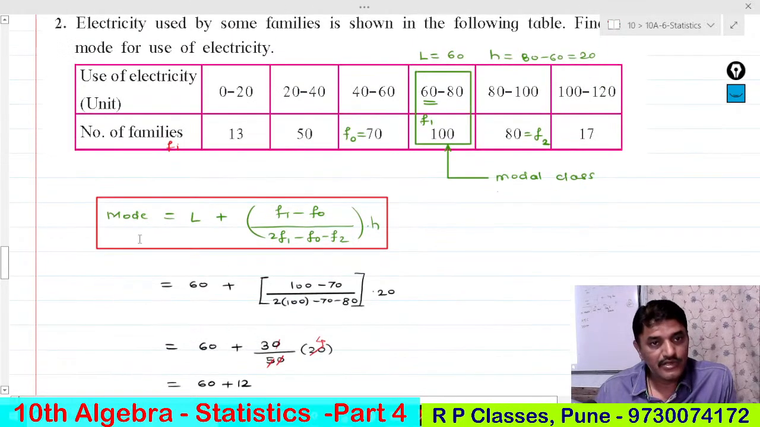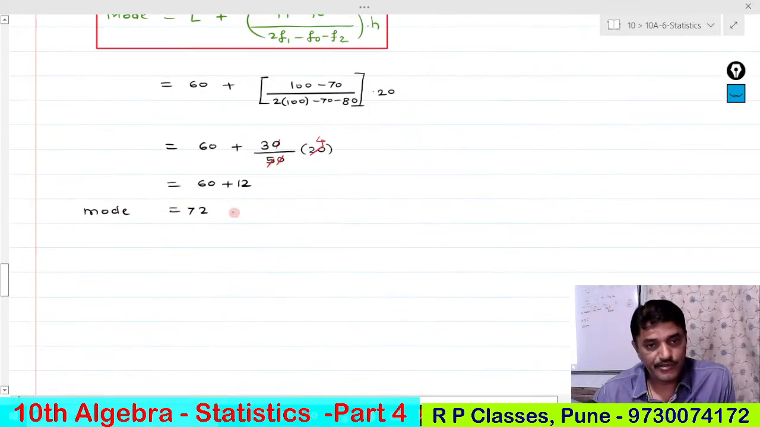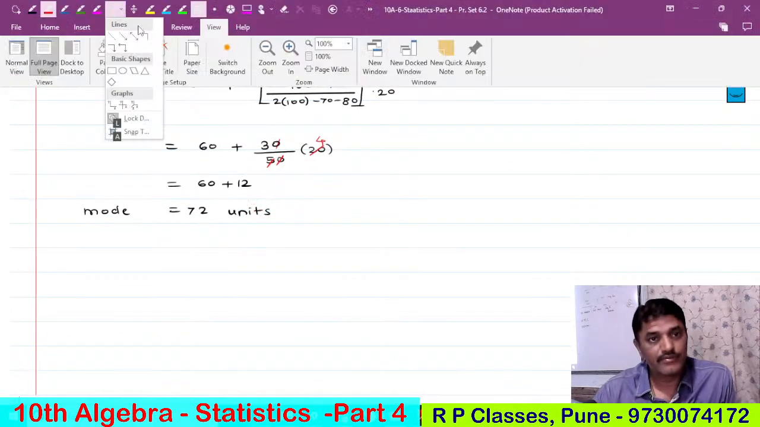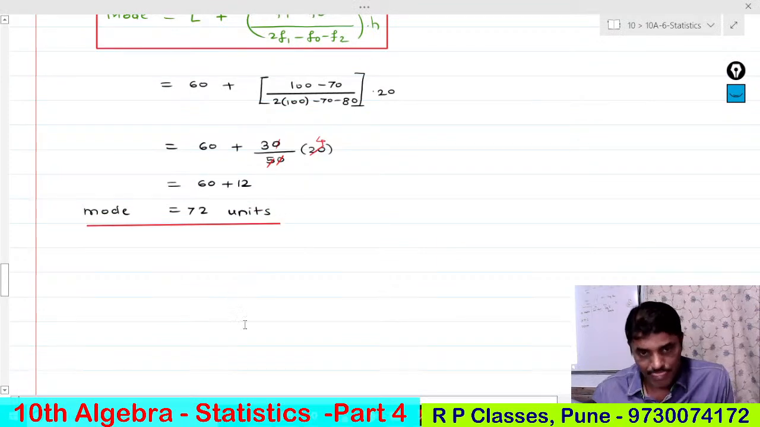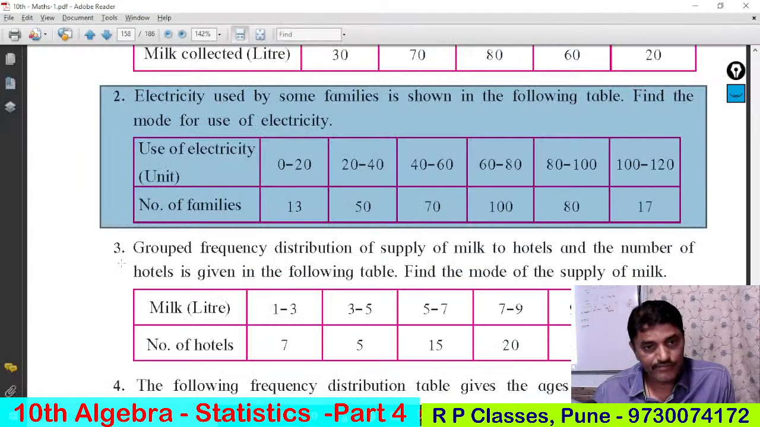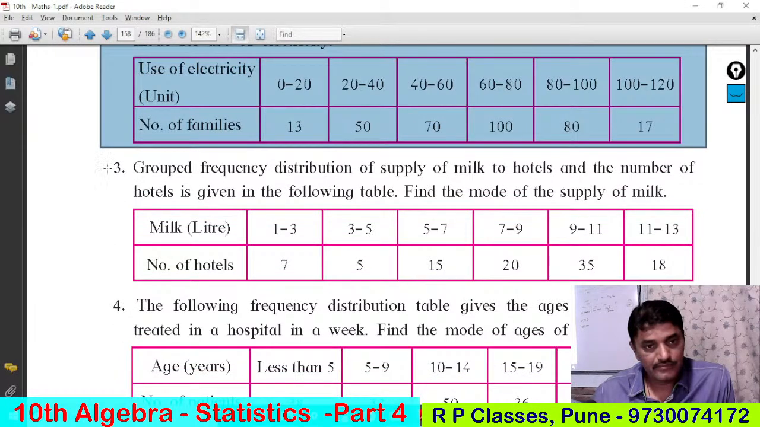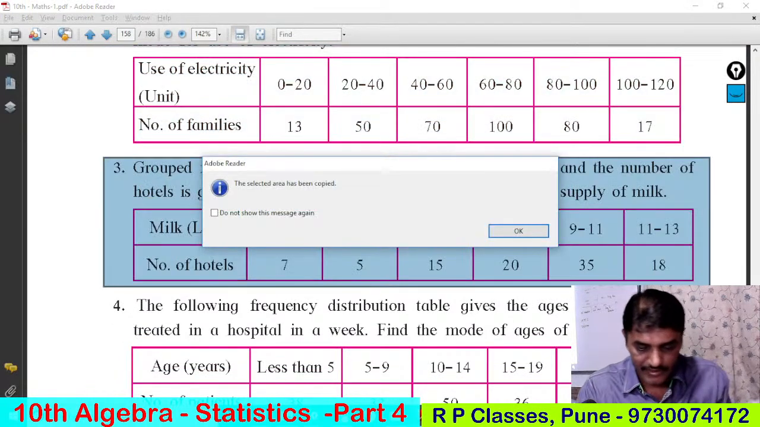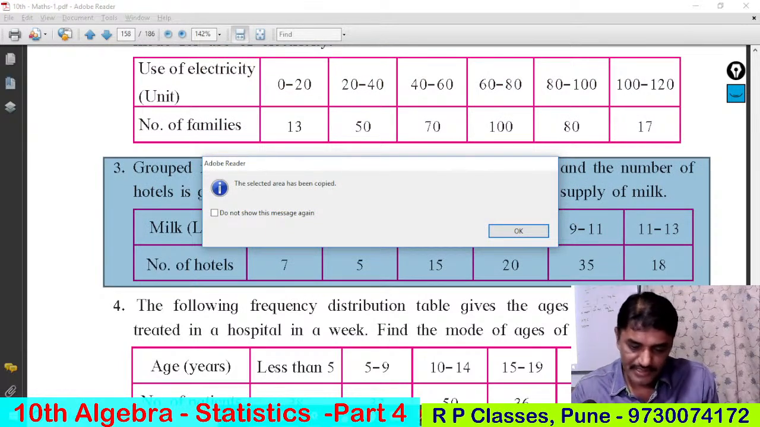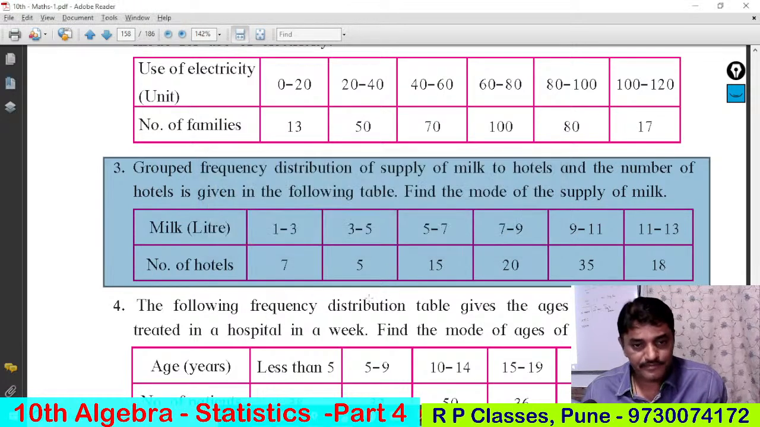The mode of what? Units of electricity. 72 units is the answer. Is this okay? That's the answer. Any doubts about that? Okay, we'll go for the next question. Question number 3. Any doubts about this? Are you understanding that? Great. Let's see question number 3 here.